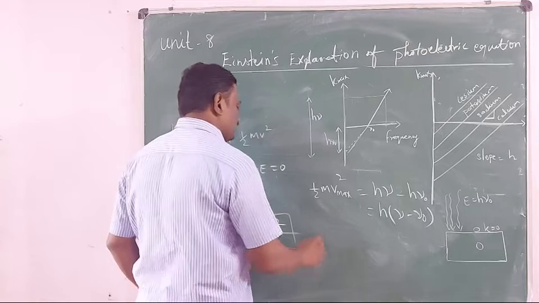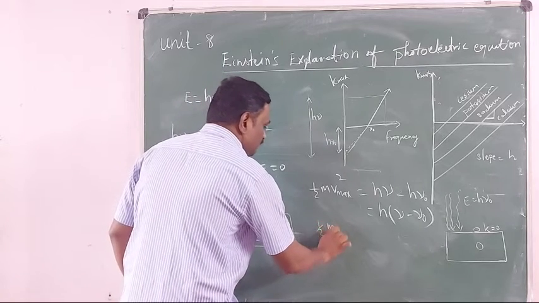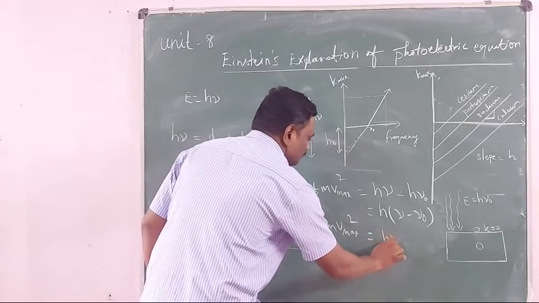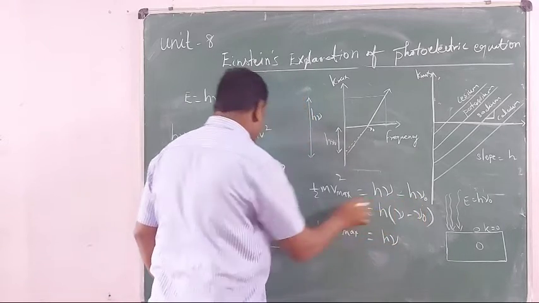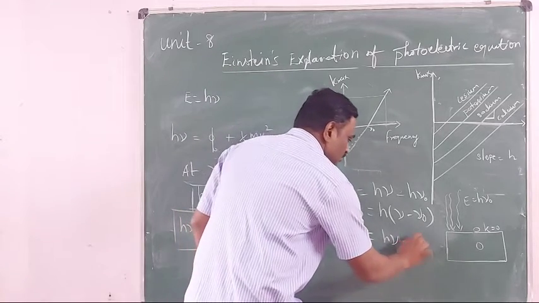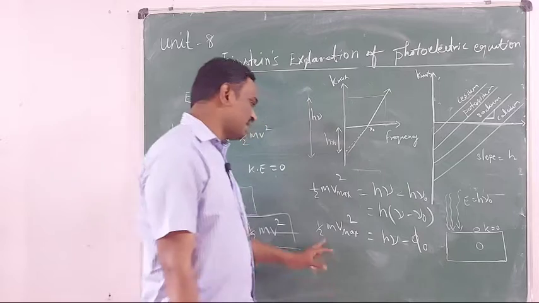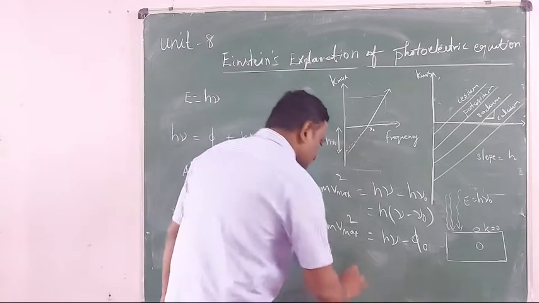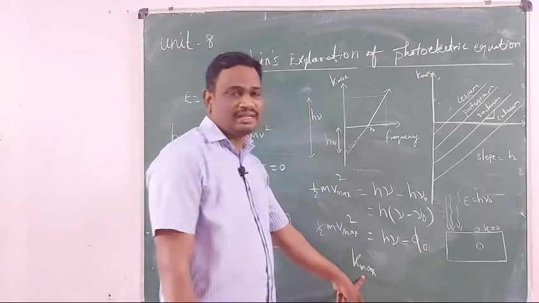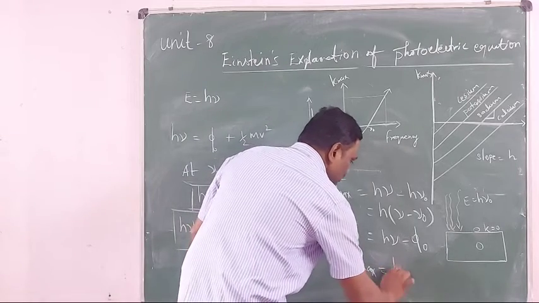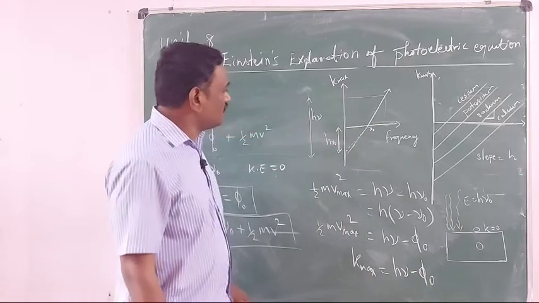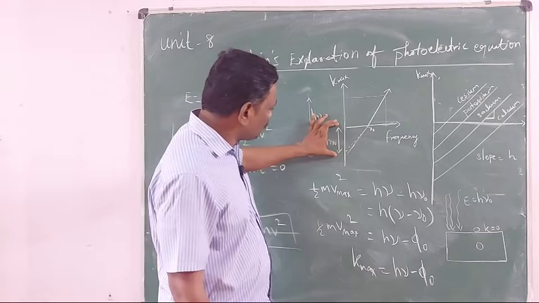So the maximum kinetic energy, half m v max square, is equal to h nu, and instead of h nu naught, I am going to write phi naught, because h nu naught is nothing but phi naught. So minus phi naught. So this is the maximum kinetic energy. This can also be written as K max. So K max, the maximum kinetic energy of the electron, is equal to h nu minus phi naught. Okay. So here you can see the minimum energy.